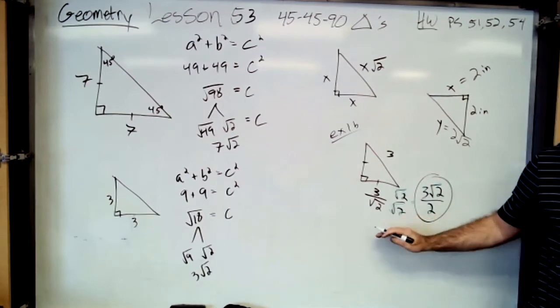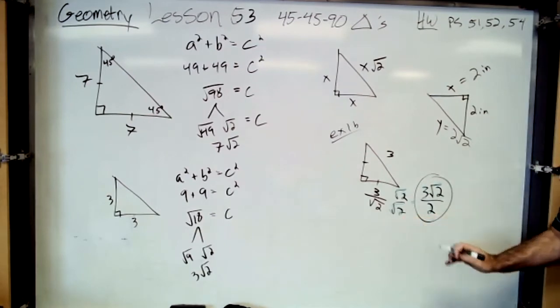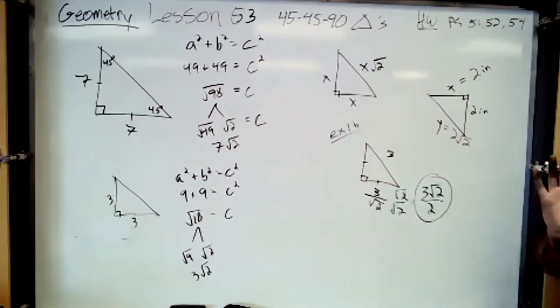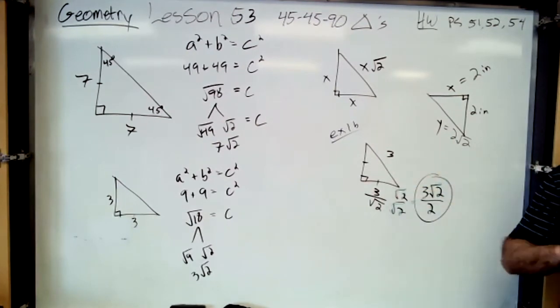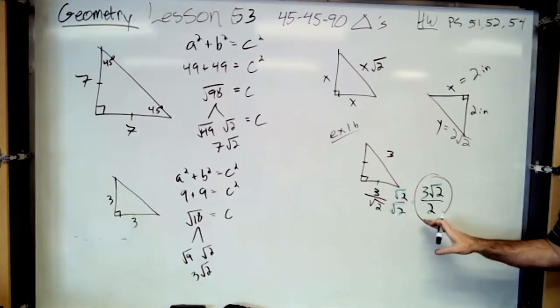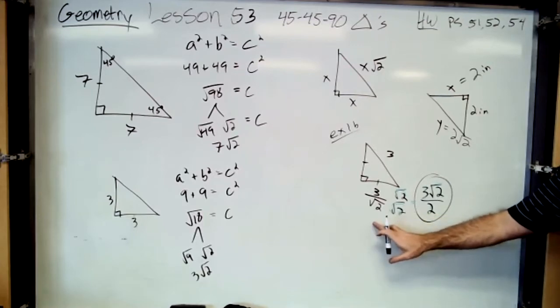See how the only reason we did this is because we have to have a pretty denominator. We don't care about the numerator. The numerator can be as ugly as we need it to be. We just need a pretty denominator. You can't have radicals in the denominator.